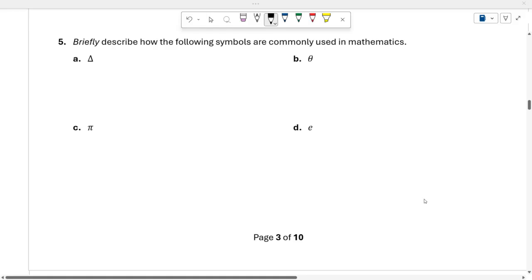In this video, we're going to be taking a look at question number 5. Question number 5 says, briefly describe how the following symbols are commonly used in mathematics.